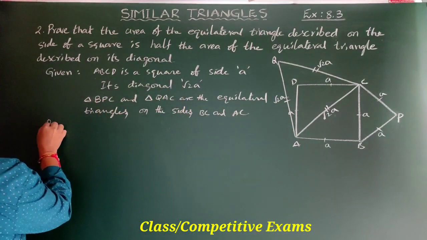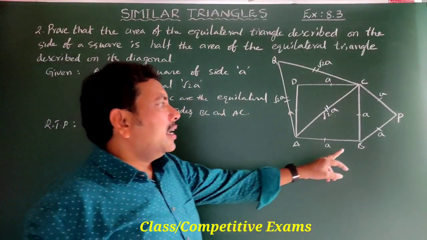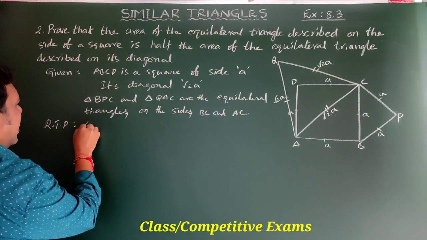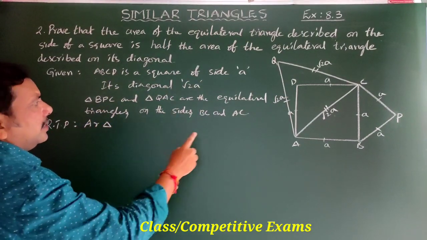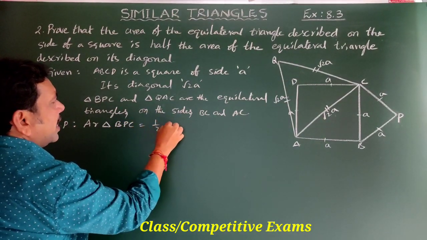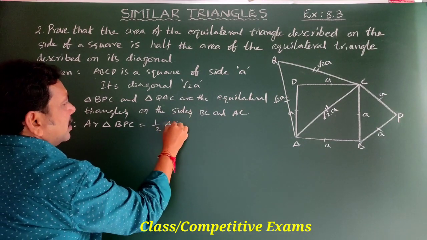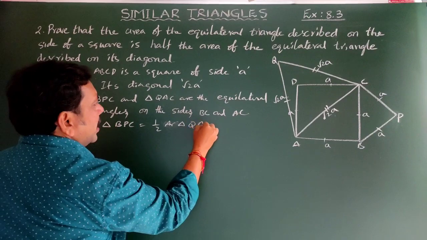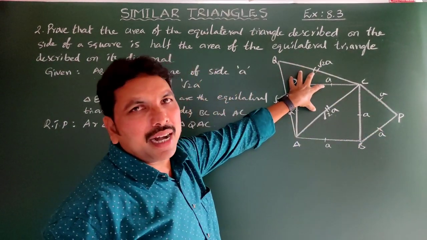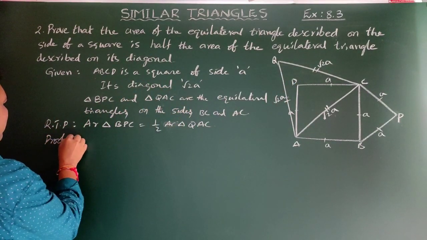Yes, RTP, what we have to prove is, look here, area of triangle BPC is equal to half the area of triangle QAC. This triangle's area will be equal to half the area of this triangle, right? Yes, let us prove. Proof.